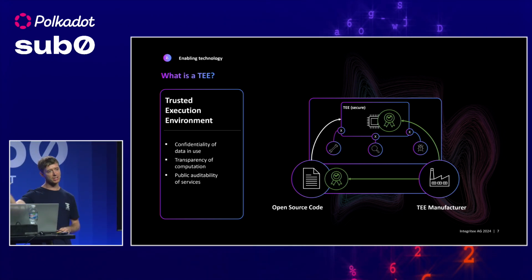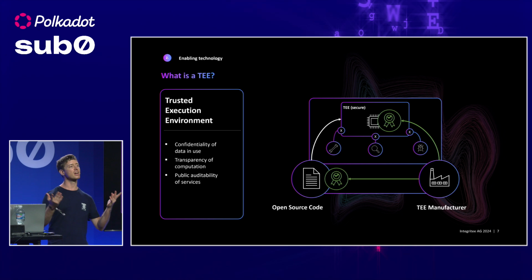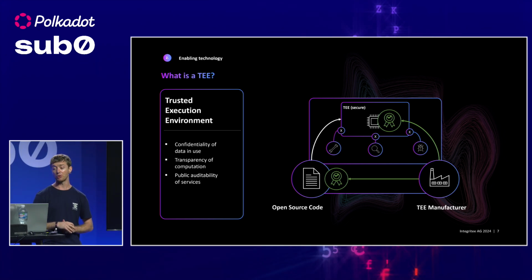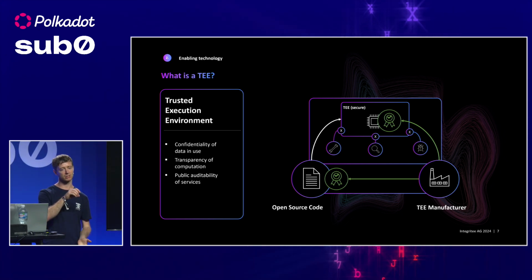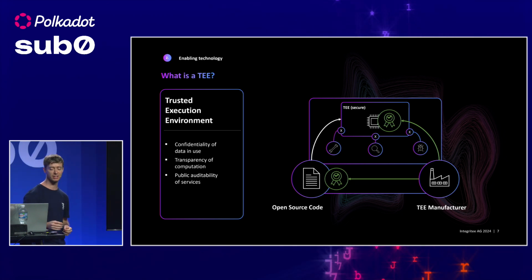So this information is sent to the hardware manufacturer, which verifies the data and verifies that it's an actual TEE of this manufacturer. The manufacturer will compile a certificate signed by the manufacturer, which can then be verified.